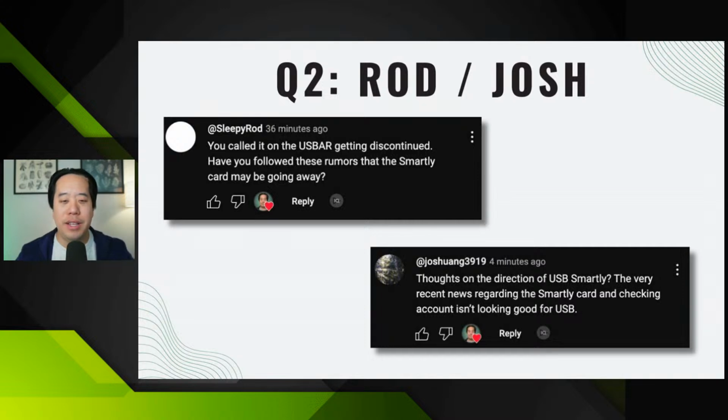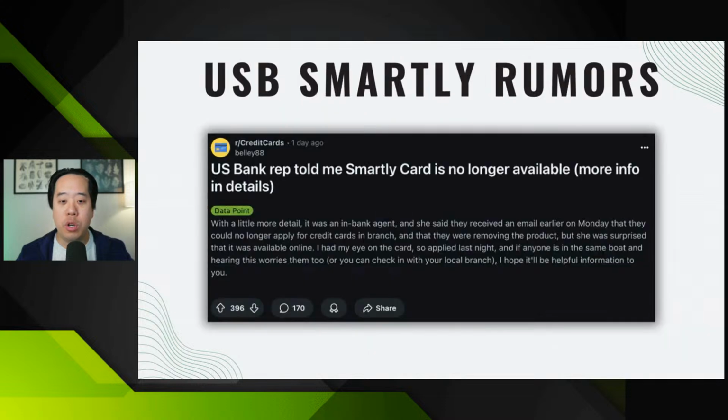All right. So in terms of this new news or this new rumor, basically it was started out by this guy named Belly88. And he basically said that the U.S. Bank rep told him that the Smartly card is no longer available. Basically what this came down to is that there's no more ability to apply for the Smartly card in branch. You can do so online.